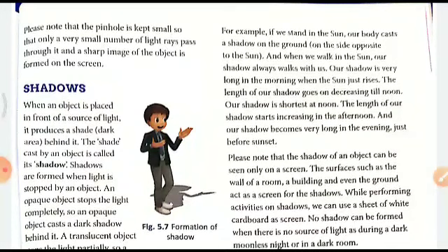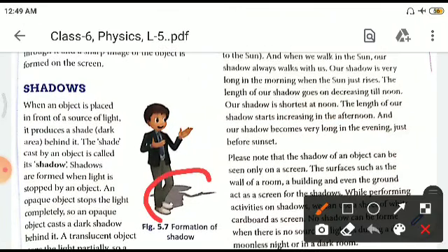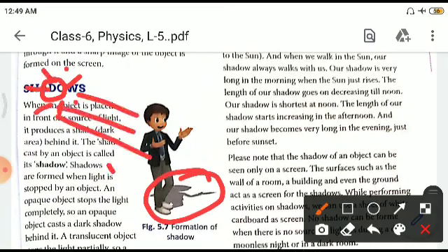When an object is placed in front of a source of light, it produces dark area behind it. The shade cast by an object is called its shadow. Shadows are formed when light is stopped by an object. See children, in this image you can see here, this is the shadow, right? Because somewhere here there is sun, right? Somewhere here there is sun, like this, and the sun rays are falling straight to this person, right? And the shadow is being formed.